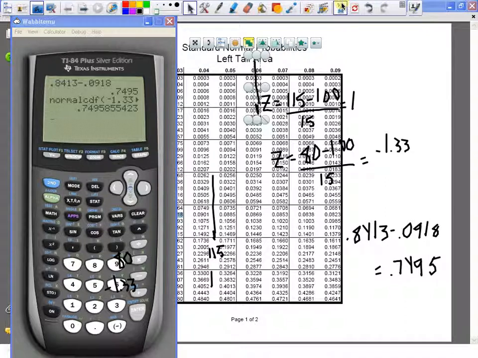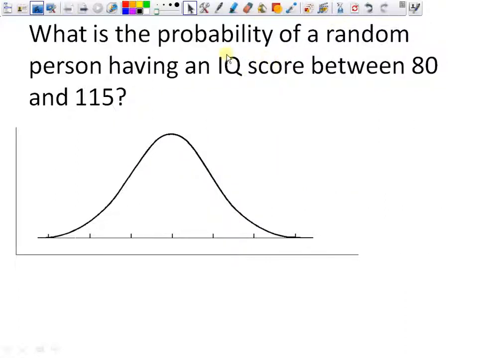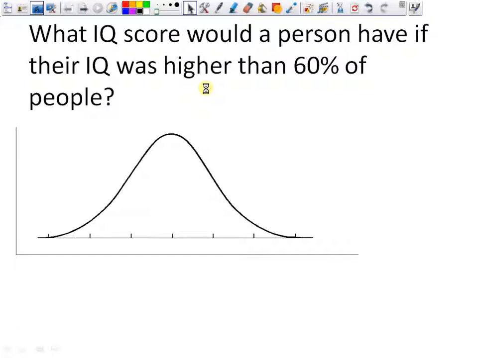Okay, so take a look at another example. This one's a little bit different. What IQ score would a person have if their IQ was higher than 60% of people?